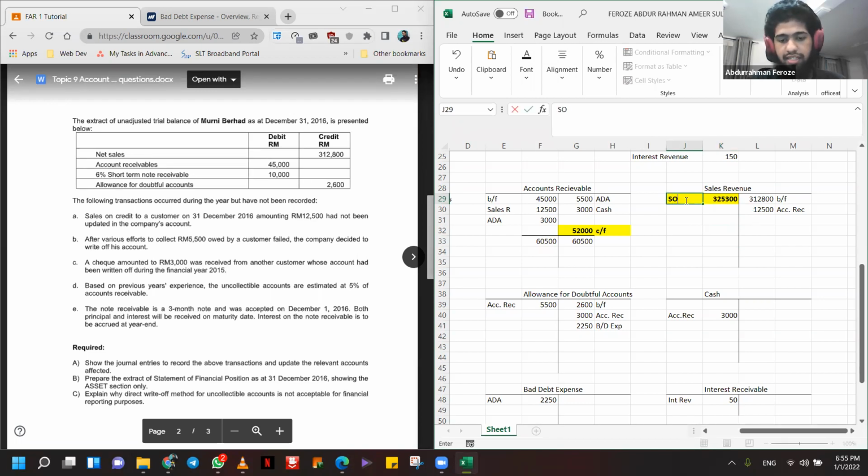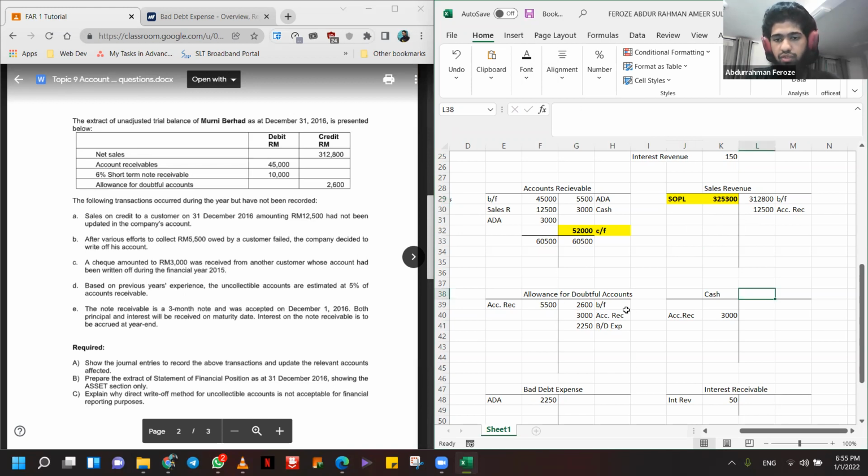Now let's write SOPL here. The sales revenue will be on the SOPL, because right now we are more worried about the statement of financial position. So the accounts receivable is there in the statement of financial position, so I put carried forward. But here the sales revenue is there in the SOPL, so we just add SOPL over here.